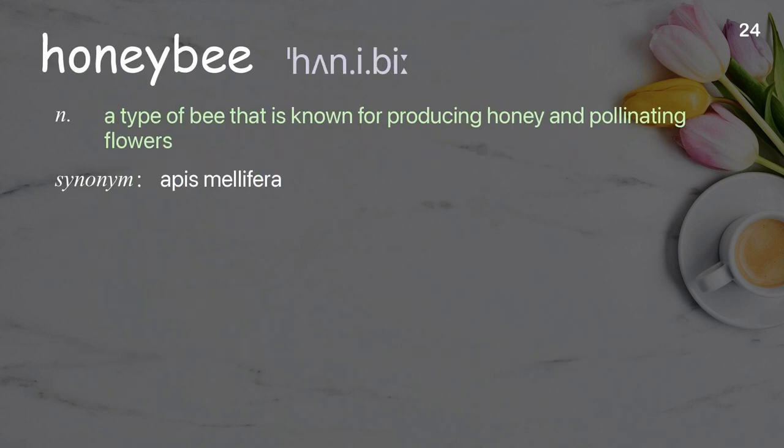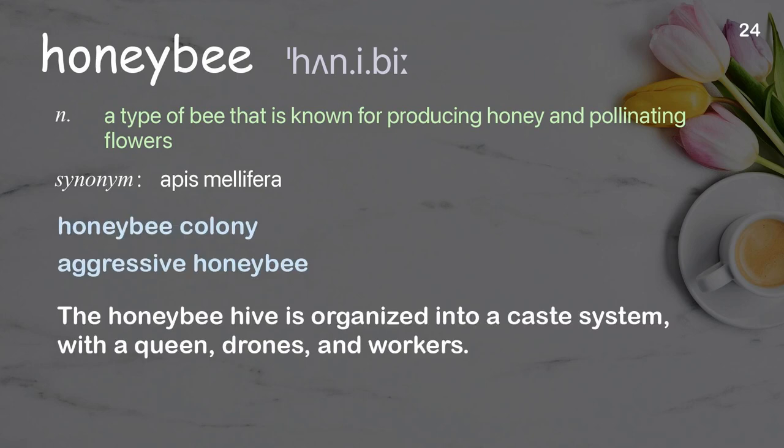Honeybee. A type of bee that is known for producing honey and pollinating flowers. Examples. Honeybee colony. Aggressive honeybee. The honeybee hive is organized into a caste system with a queen, drones, and workers.